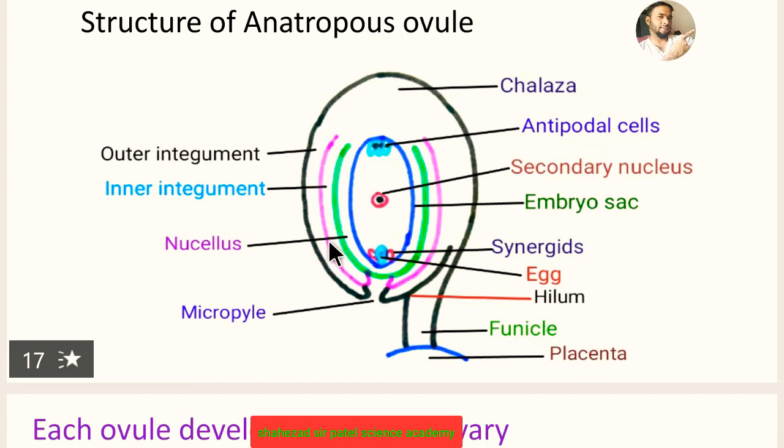Inside that, beneath or inner to this integument, there is a structure known as nucellus, and in this nucellus there is this blue, almost circular structure. It is called embryo sac, and in that embryo sac there are 8 cells present towards different directions. Out of that 8, 3 are present towards the micropyle side. You can observe these 3.